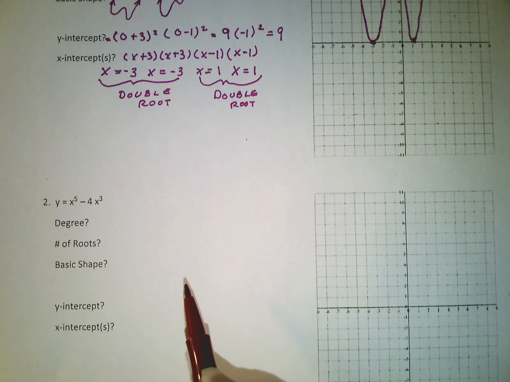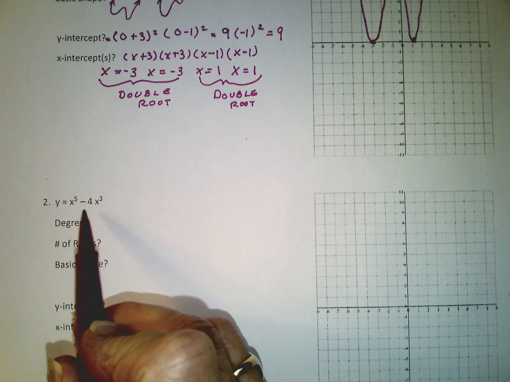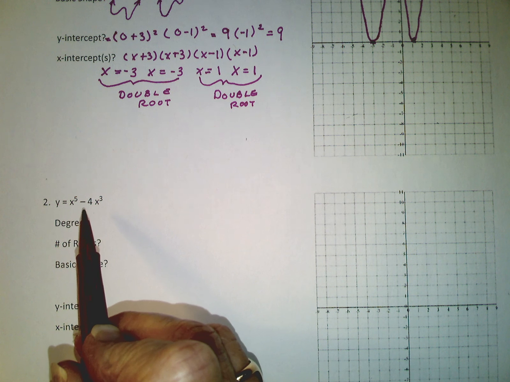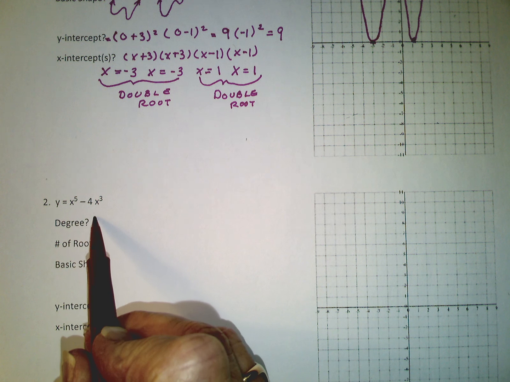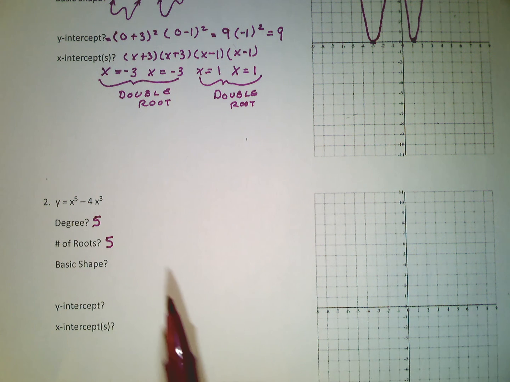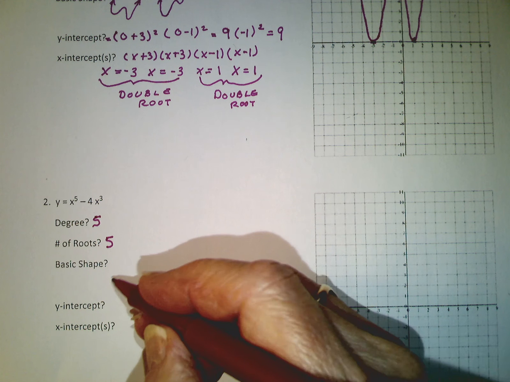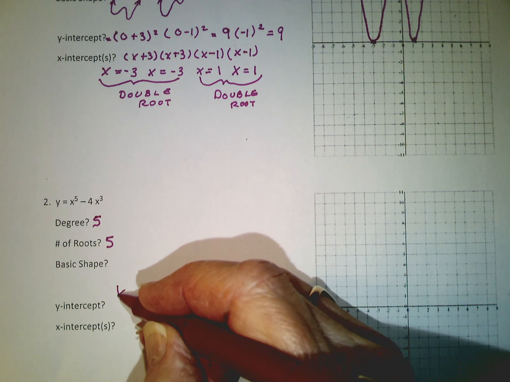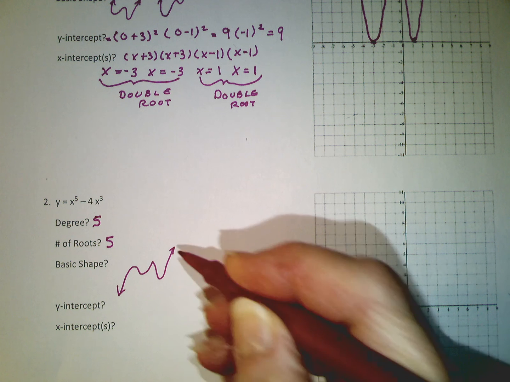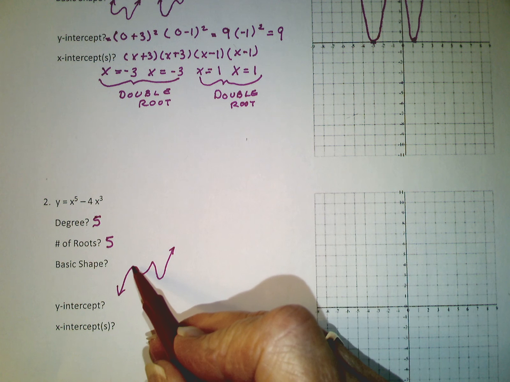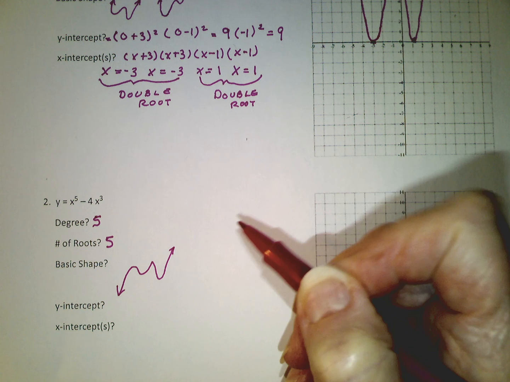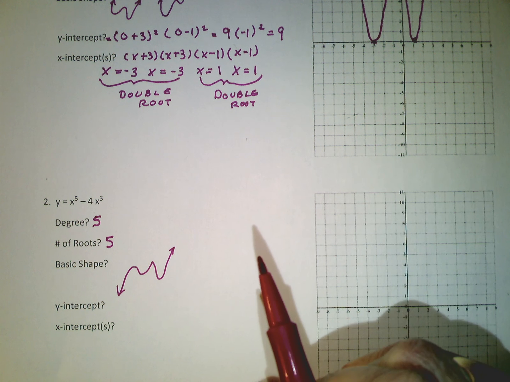Our next one here. Well, we can tell by looking at it because this is multiplied out. These are not factors, these are terms. And the highest degree on the term is 5. So the number of roots is going to be 5. Basic shape, it's a positive quintic. It's going to have 4 turning points. Kind of like a cubic, it's just an extra twist.